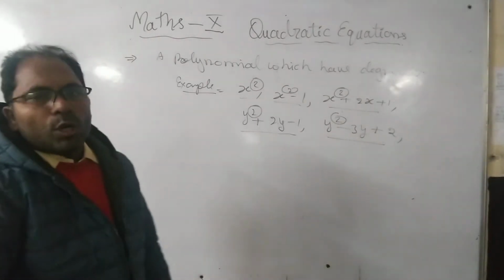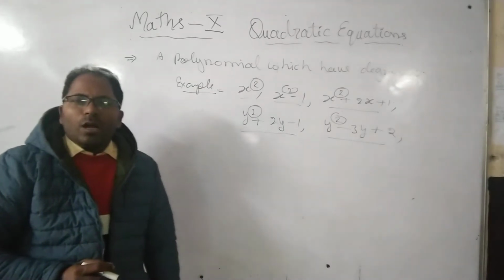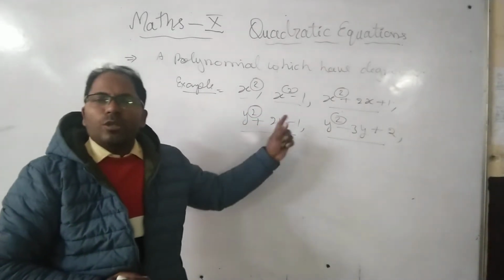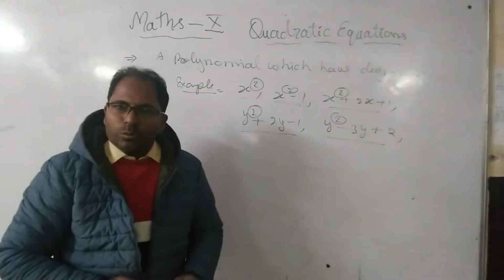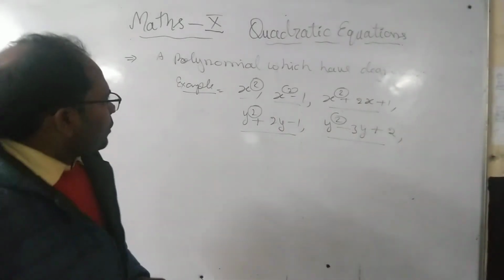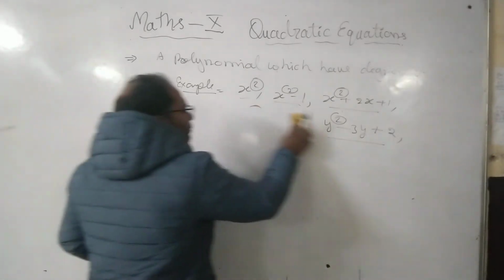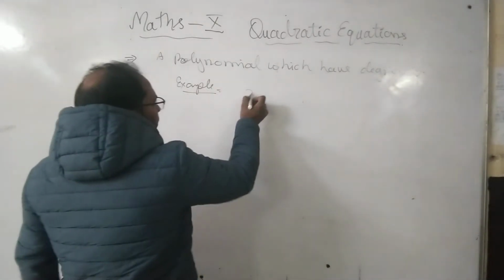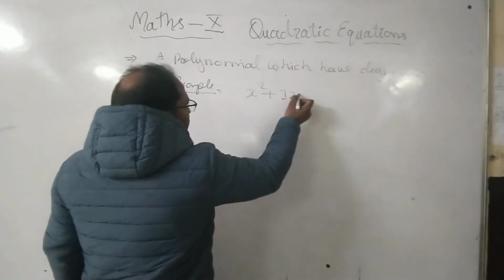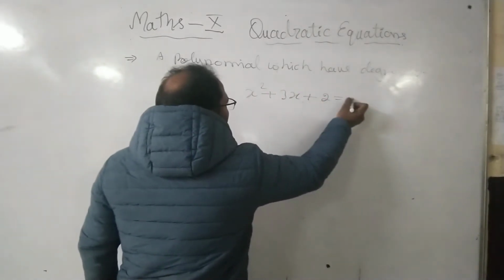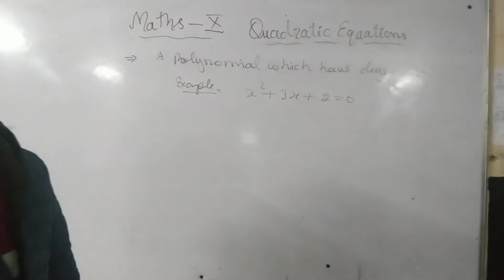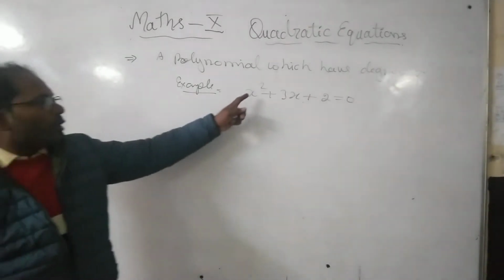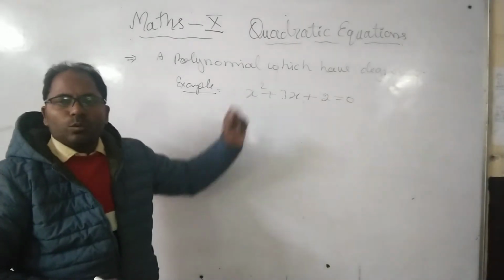Now we will learn the quadratic equation. Quadratic equation is a polynomial of degree 2. This is a quadratic equation. Okay. Now, I am taking one example and then I will explain some more things. Example, x square plus 3x plus 2 equals to 0. It is a quadratic equation because it has degree 2.